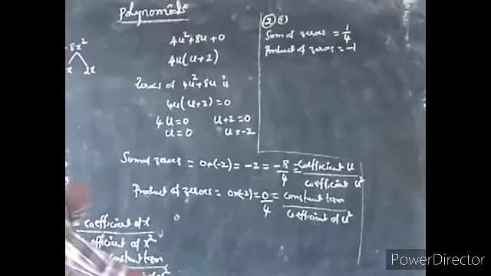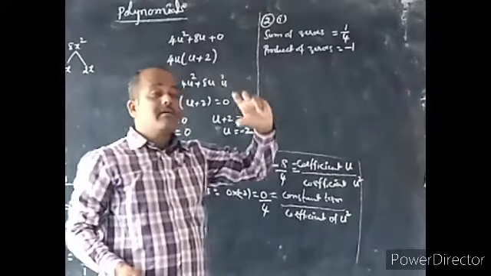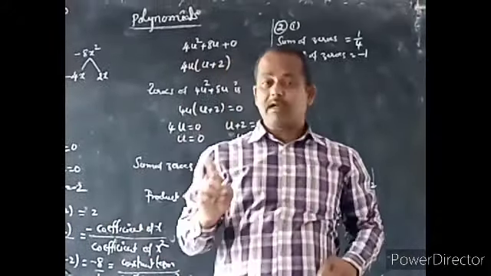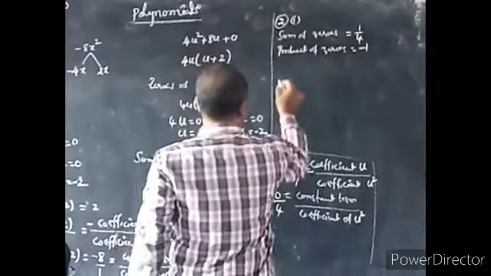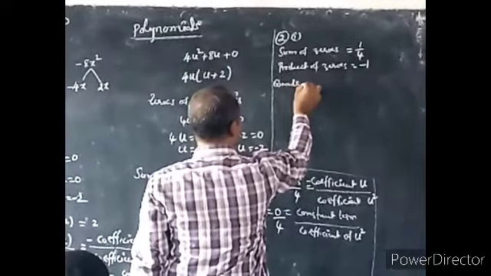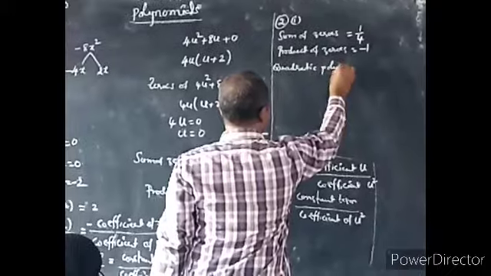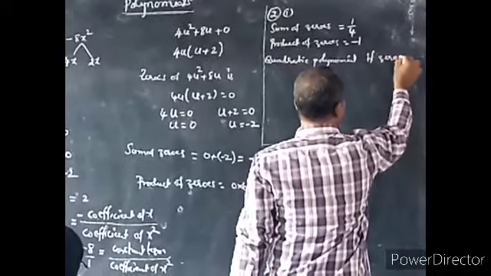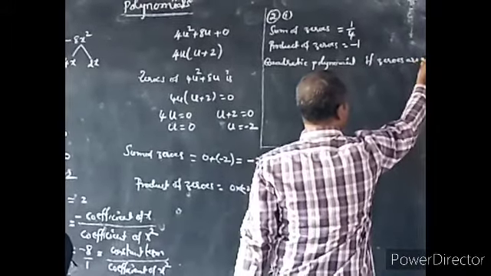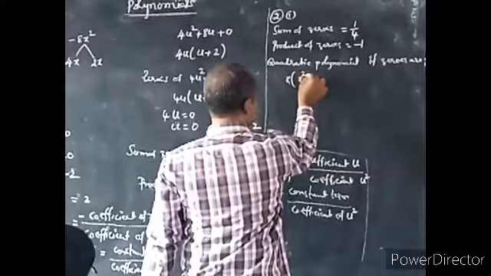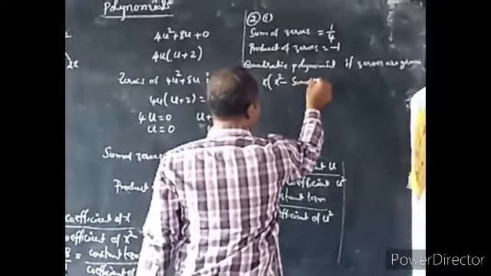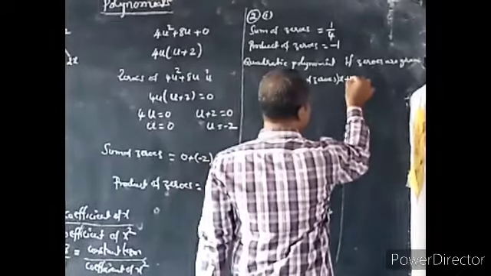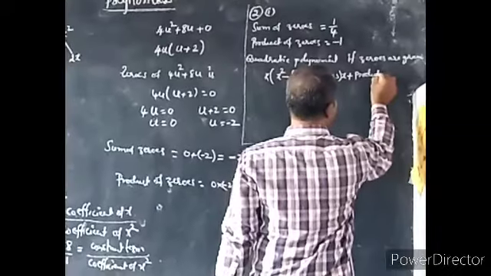What is the formula? I already explained to you yesterday. Quadratic polynomial formula, if zeros are given: k into x square minus sum of the zeros into x plus product of zeros. Write the formula here.